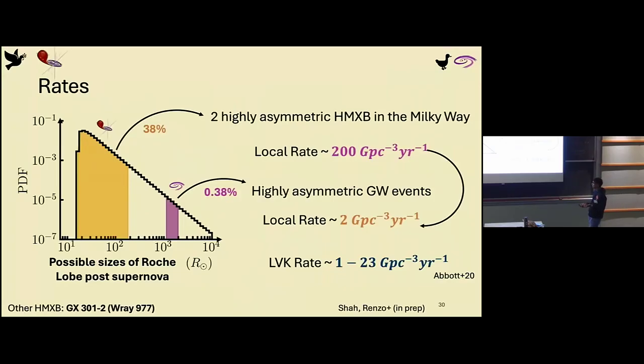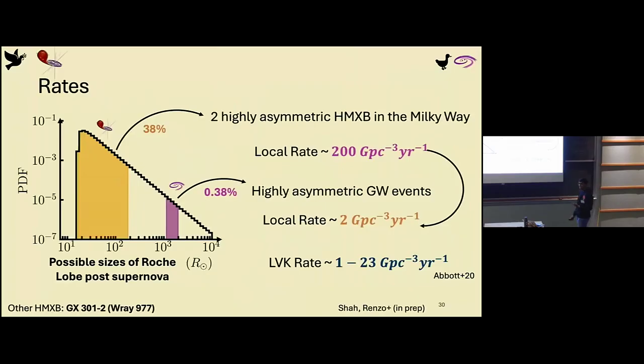But all of this depends on what is the natal kick that the compact object receives and what are the separations post-supernova. So given a standard natal kick distribution, I have shown what the possible sizes of the Roche lobe are post-supernova. And we find that for every 100 events that might resemble the highly asymmetric X-ray binaries, we can form one event that has a separation large enough that you might form a highly asymmetric gravitational source out of this.